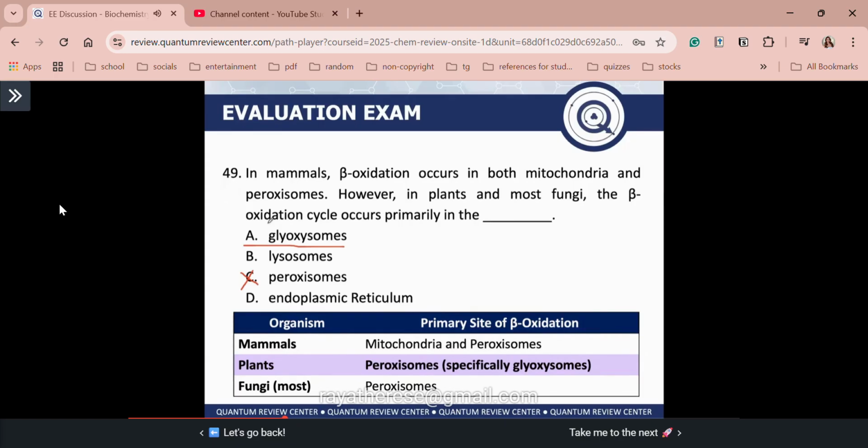Okay, very good, class. Again, please remember, your plants have specific and unique organelles that are solely for beta oxidation, and that's your glyoxysomes. Okay, so for 49 again, letter A.